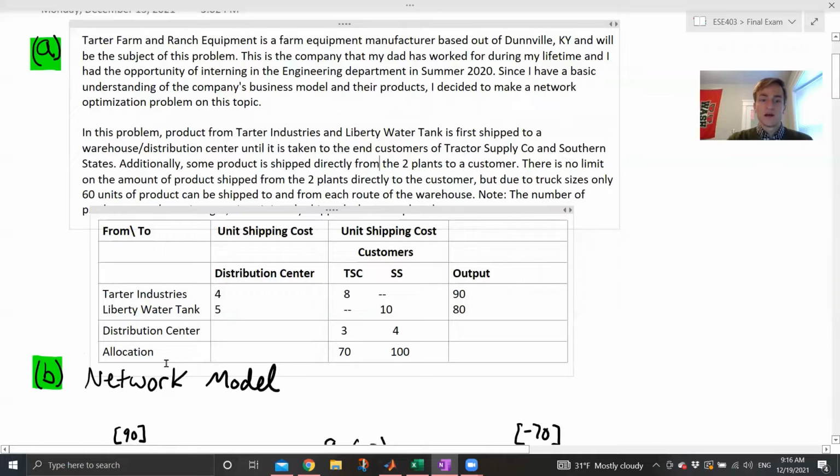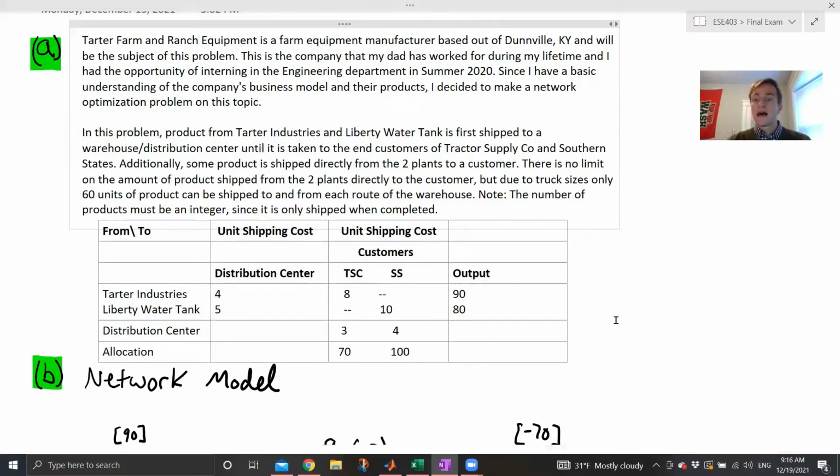Obviously the customers are going to be the demand nodes. And then the output from these two plants, which is Tartar Industries and Liberty Water Tank, they make products. So they have output or supply. So those are the supply nodes.